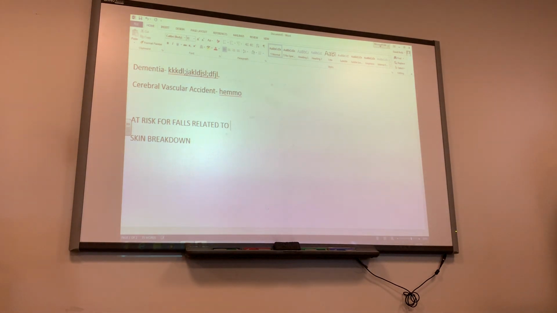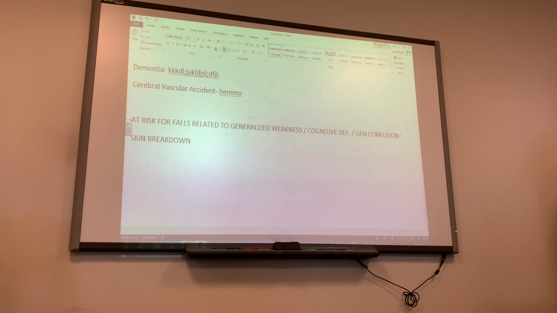At risk for falls related to generalized weakness. Or if you wanted to say, cognitive deficiency. Or how about at risk for falls related to, this cognitive deficiency can also be generalized confusion or increased confusion.